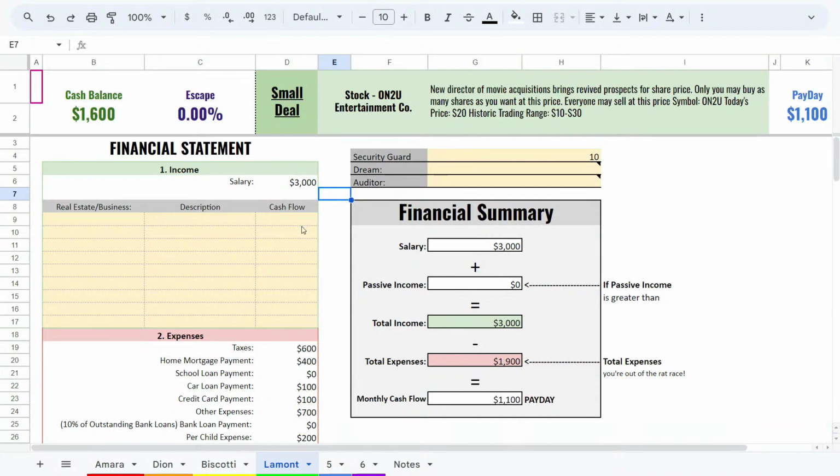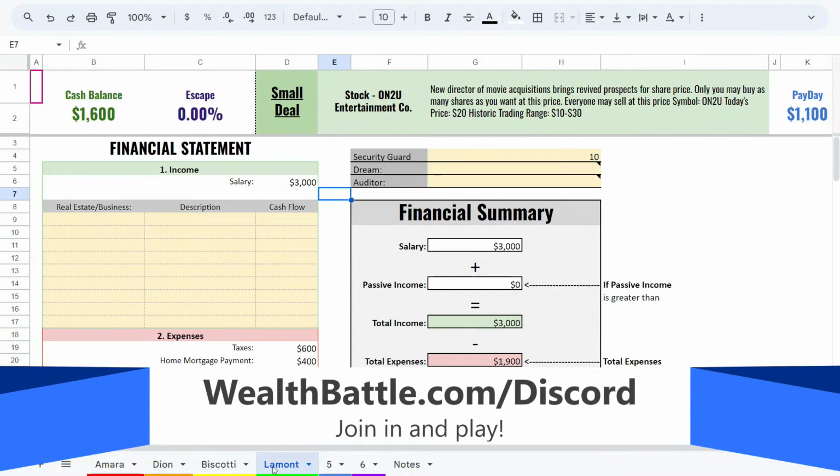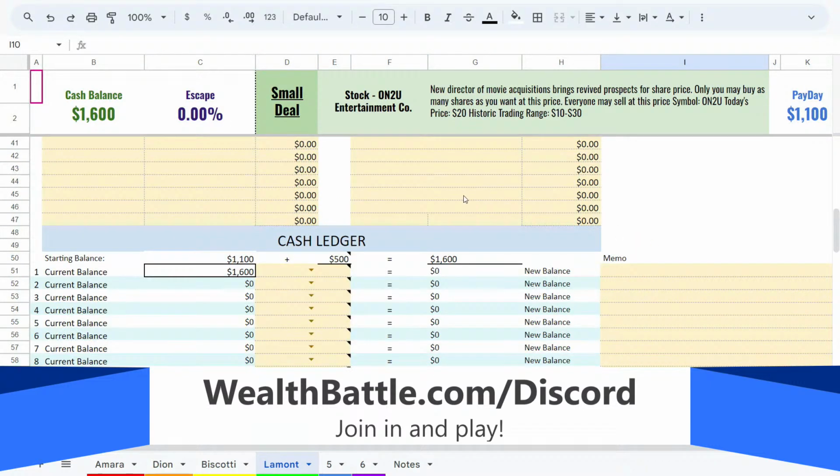So, at the very bottom, you'll see it says Amara, Dion, Biscotti, and Lamont. Do you see those 4 names there? Click on Lamont. This is your financial statement. This is your money. This is your security guard in Soviet Russia amount of money, okay? So if you scroll all the way down to the bottom, giving you the short tutorial here, go to Cash Ledger. This is where we transact ins and outs, inflows and outflows. Okay? I'm going to highlight something purple magenta. There you go. Click on that purple magenta thing.